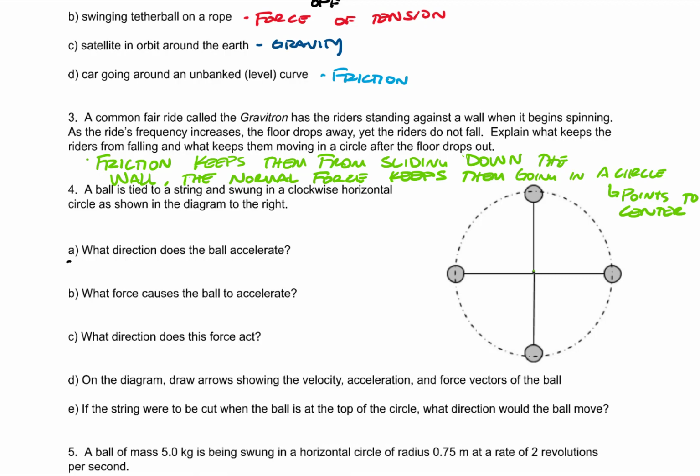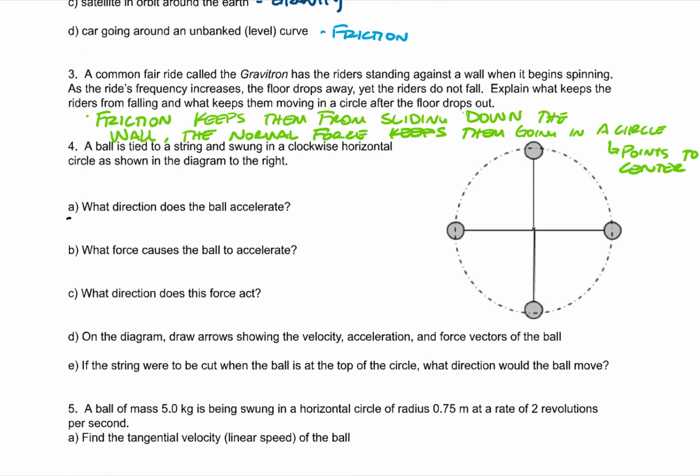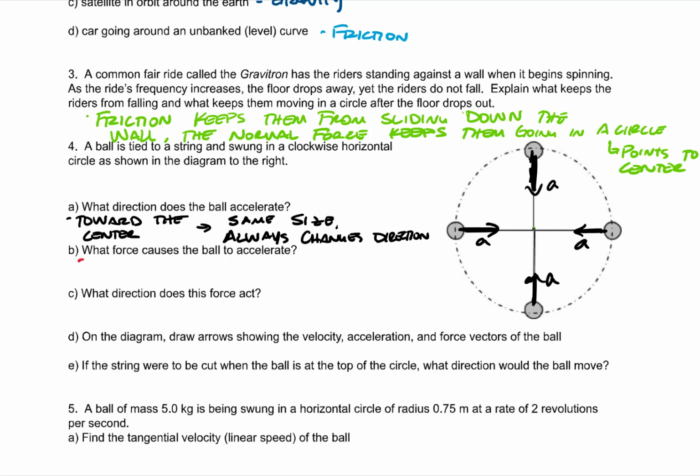All right, so number 4, we have a ball that's tied to a string and swung in a clockwise horizontal circle as we see in that diagram to the right. What direction does the ball accelerate? It's towards the center, always. Our centripetal acceleration is always towards the center. And it's going to be the same size with an always changing direction. So the acceleration always points to the center. You notice as we go around that circle, it's either up, left, right, or down. It's changing direction even though it's pointing at the same spot.